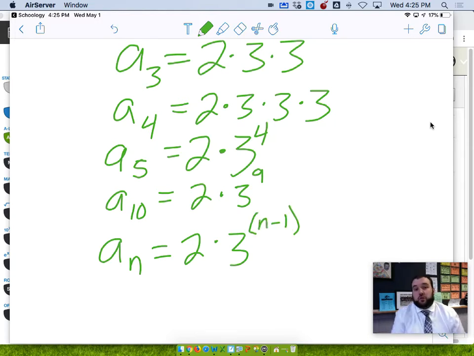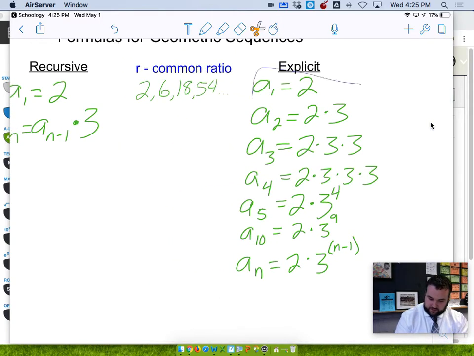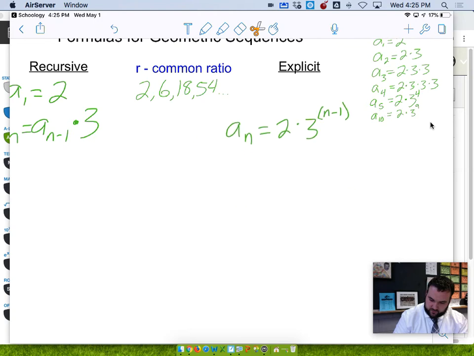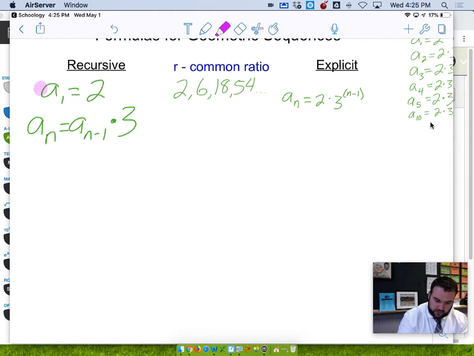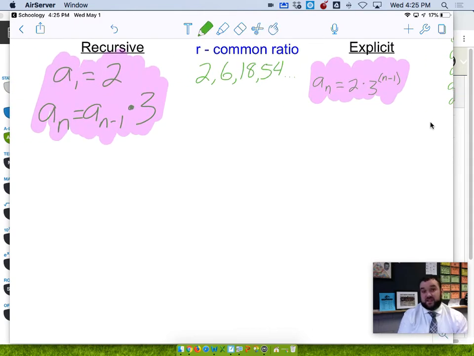So whatever term you're looking for, you're going to take 2 and then multiply by 3, 1 fewer than the term number of times. Okay, so I'm going to take all this and make it real tiny just for reference up here. This is the explicit formula for this particular sequence. So we've got recursive over here, which is always 2 parts, and then we have the explicit over here. Okay, so that's for this specific sequence of 2, 6, 18, and 54.